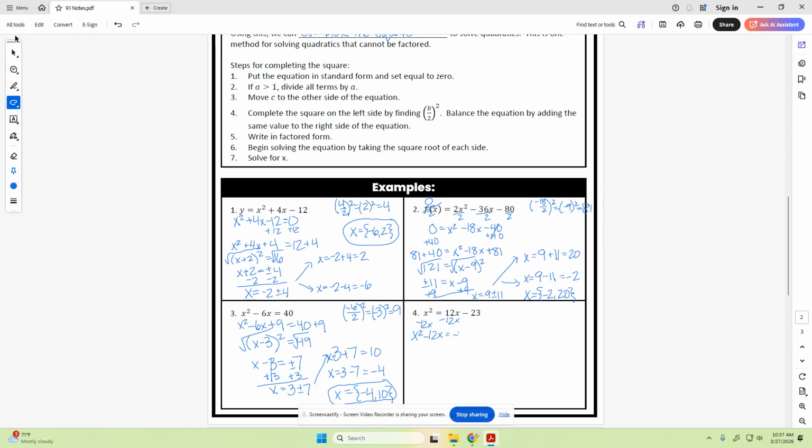but let me back up here because I want to leave space for completing the square, and I forgot to do that. All right, now I am going to complete the square. I'm going to take my b value of negative 12, divide it by 2, and then square it. So negative 6 squared is positive 36. So I'm adding 36 to both sides.